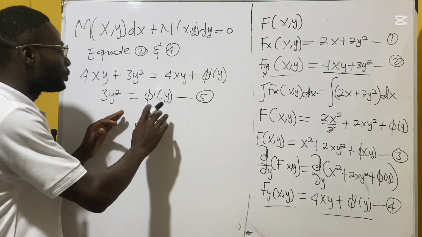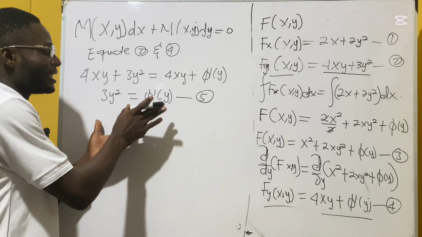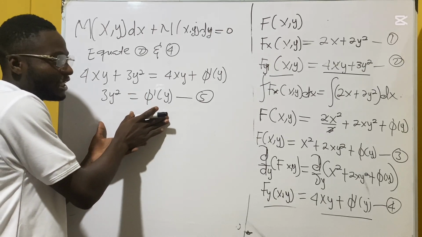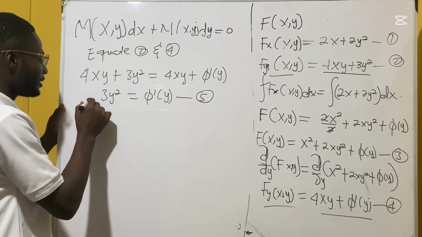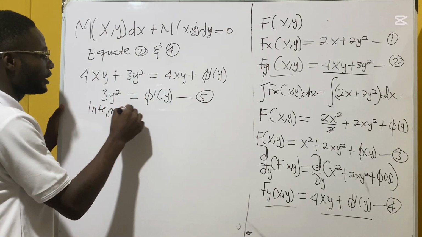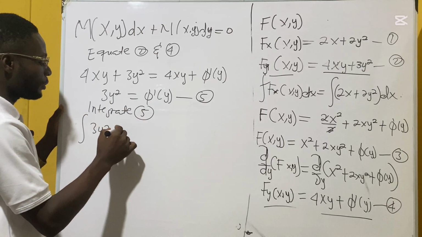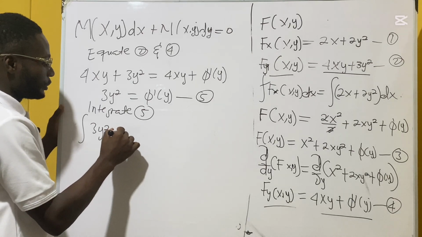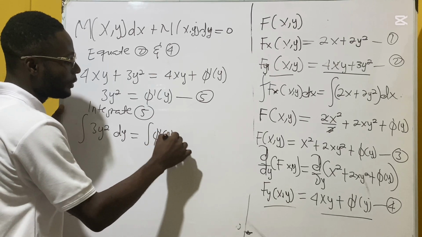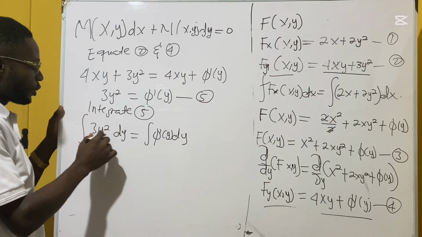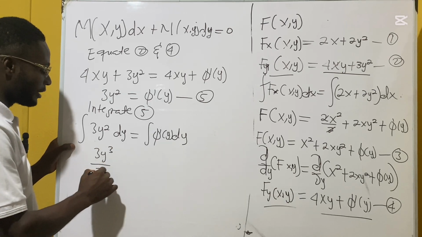Once we have this, the next thing to do is to integrate it, so that we can have our phi of y. So integrate equation 5. We integrate 3y squared with respect to y, which is equal to the integral of phi prime of y with respect to y. When you integrate 3y squared, you're going to have 3y cubed over 3.